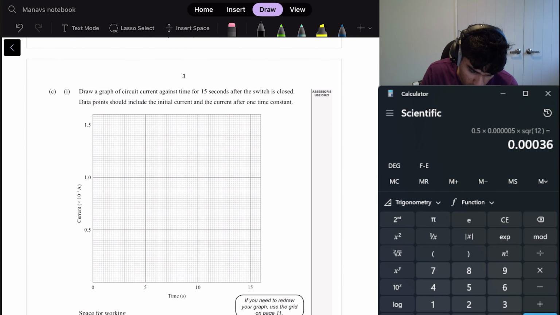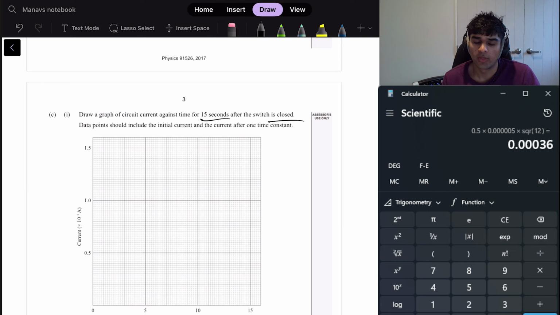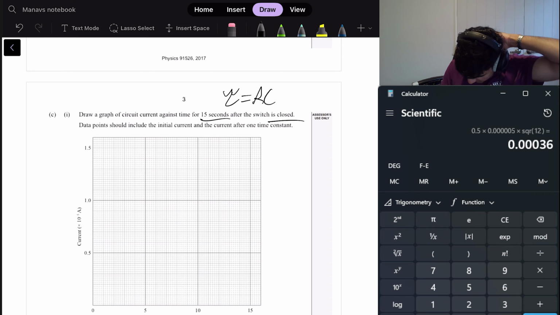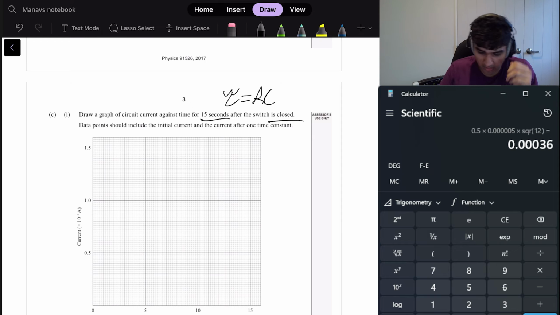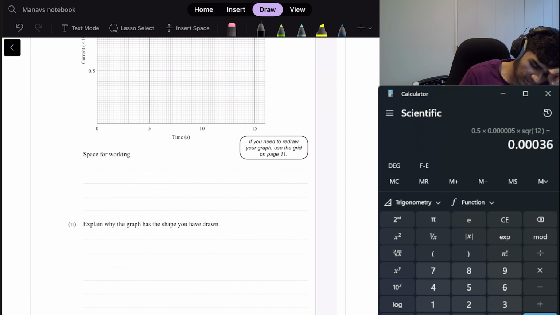This is a kind of long paper, but with multiple parts. The current is asked at 15 seconds after the switch is closed. I'm going to plug in this equation, tau equals RC, the time constant. We just want to find the time constant first.